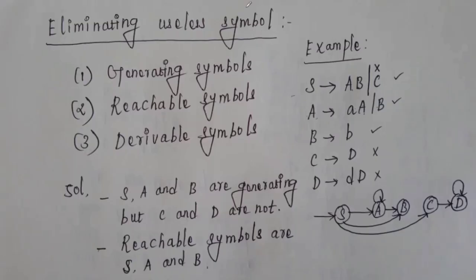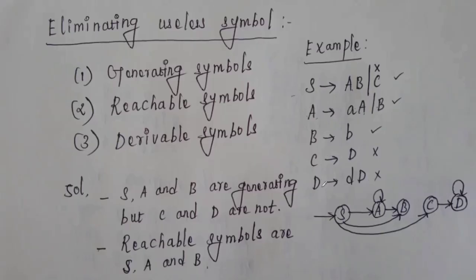First, eliminating useless symbols. Before eliminating useless symbols, we need to check whether all the productions are generating, reachable and derivable. In context-free grammar simplification, removing useless symbols involves three important concepts. First one, generating symbol; second, reachable symbol; and last one, derivable symbol. In the given example, S tends to A, B or C, A tends to A or B, B tends to B, C tends to D, D tends to D, B.